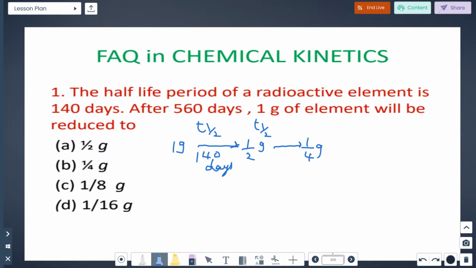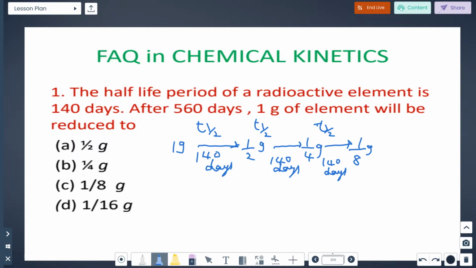That also just becomes half, isn't it? This is another half, and it is the same time duration, 140 days. Again, 1/4 becomes just half. Half of 1/4 becomes 1/8 gram. Here also the time duration is, as usual, 140 days.